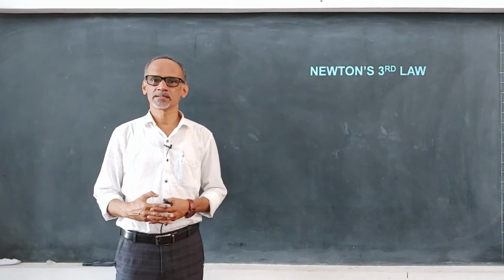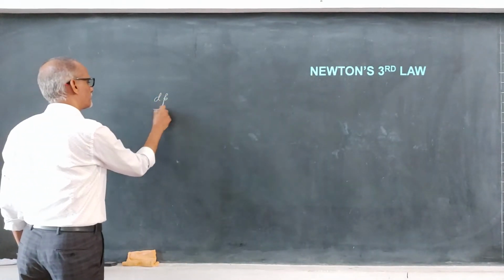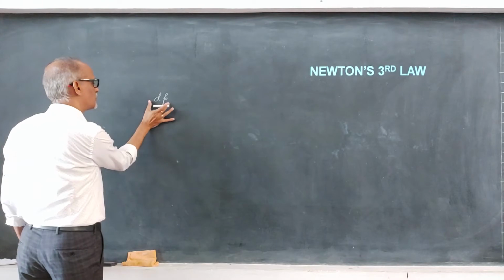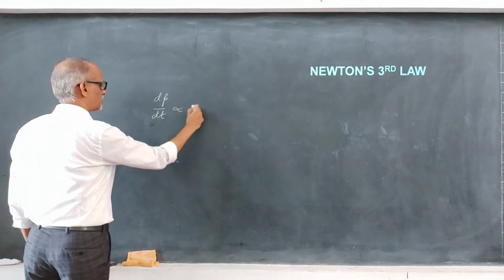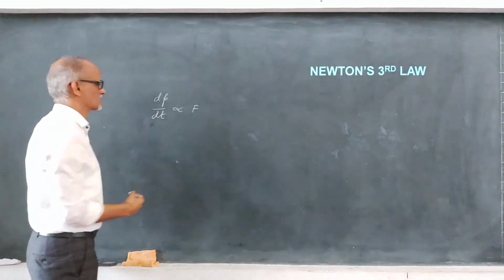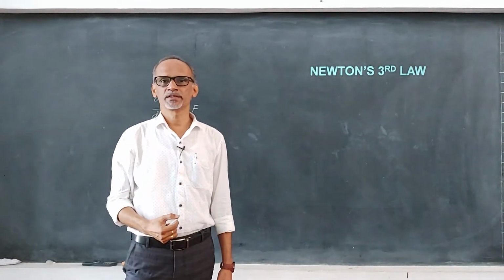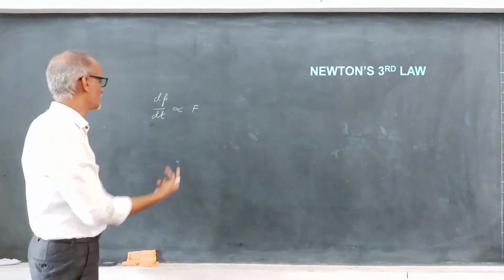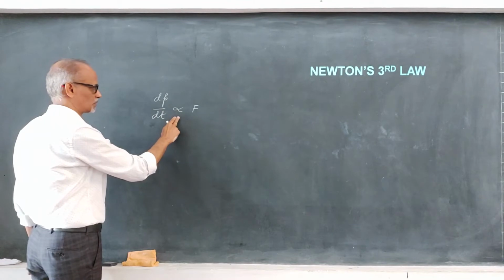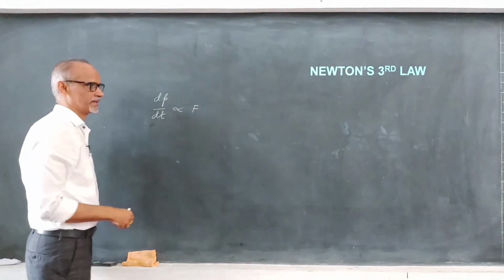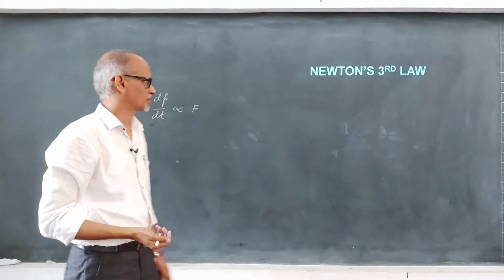Newton's second law is that the rate of change of momentum, which is the change in momentum divided by time, is directly proportional to the force applied, and the change takes place in the direction of the force. So this is the second law: the rate of change of momentum is directly proportional to the force applied, and that change takes place in the direction of the force.